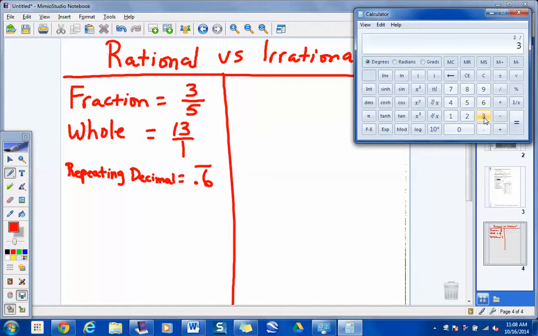2 divided by 3. Oh my goodness, what's repeating the whole time? 6. What does the calculator do when it finally runs out of space here? It rounds up, doesn't it? Now, if this window went on forever, what would you expect would happen? 6s all the way through here. Are my 6s repeating? Yes.